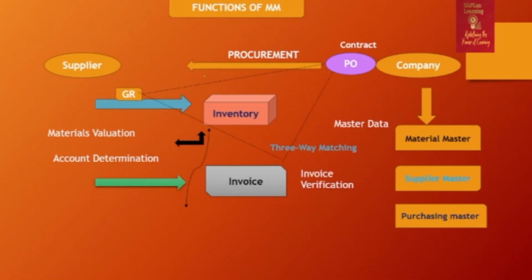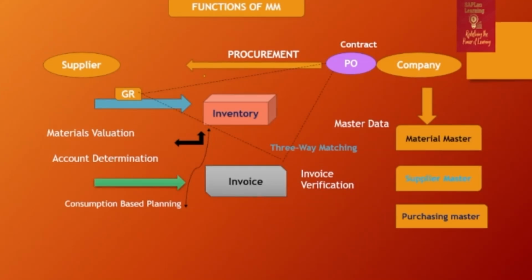After the invoice verification, we have something called consumption based planning. Consumption based planning determines when and how much material needs to be procured or produced based on the stock and demand. It helps in avoiding stock out or overstock situations. That will be handled separately under consumption based planning, where different planning settings and different MRP procedures are there, which we'll discuss in the coming videos.